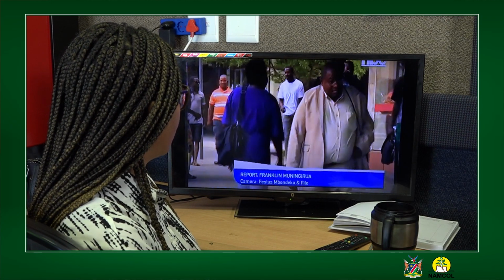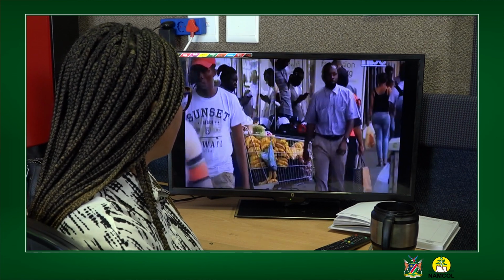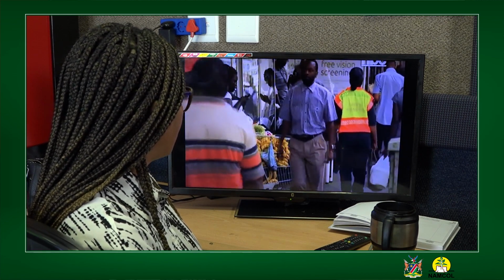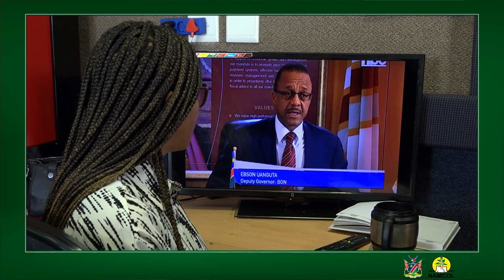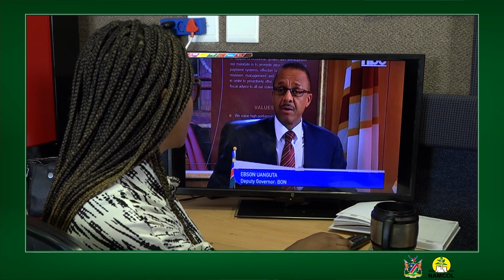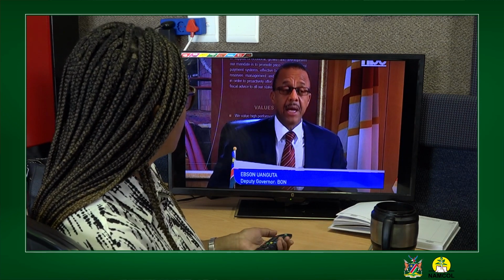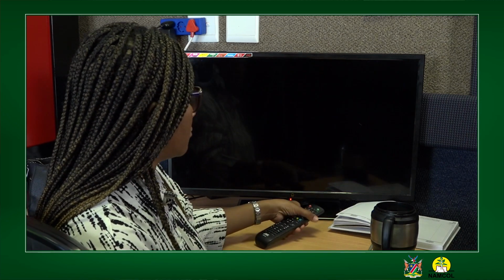Namibians digging in their pockets as the annual average inflation increased. The increase of this inflation is mainly on account of food and non-alcoholic beverages.